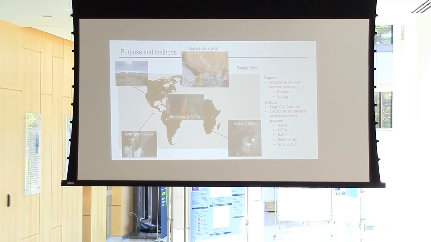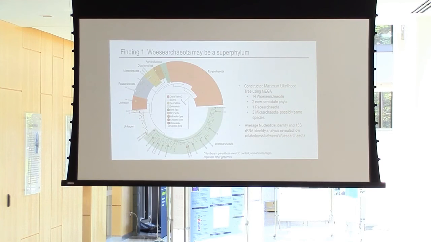We did this with single-cell genomics for collection, isolation, and amplification. And then from there, we used various programs to analyze these genomes. The first thing we did was construct a 16S maximum likelihood tree, which is depicted here. Color blocks represent individual phyla. I don't know if you can see it because the slide's a little small, but hexagons are my genomes and circles are genomes from the literature, Castelle et al.'s genomes.